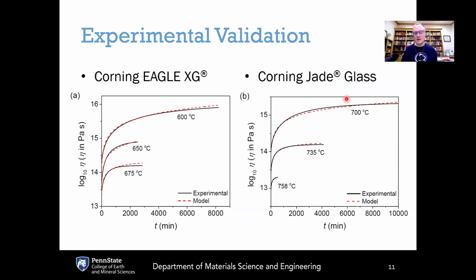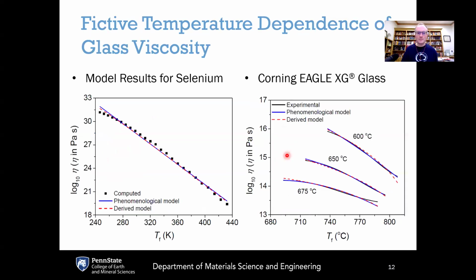If we try it out on another glass composition that has a higher glass transition temperature, this is called Corning Jade glass, again with three different isothermal holds, but shifted up to higher temperatures, 700, 735, and 758 degrees C. Again, during those isothermal holds, the viscosity is increasing by a significant amount. And again, there is excellent agreement between the model and the experiment.